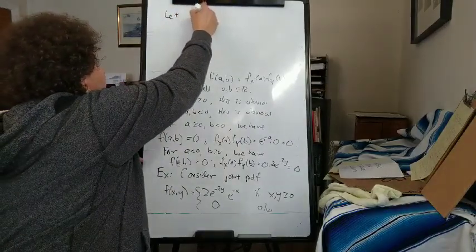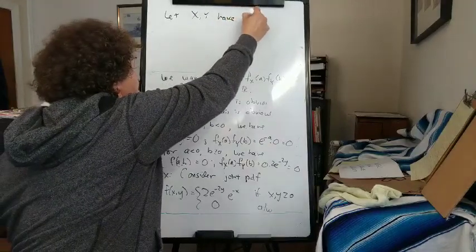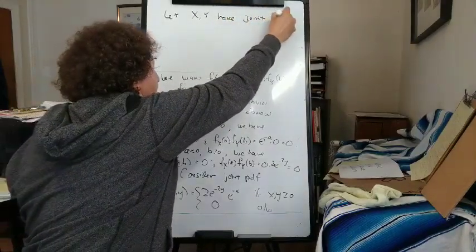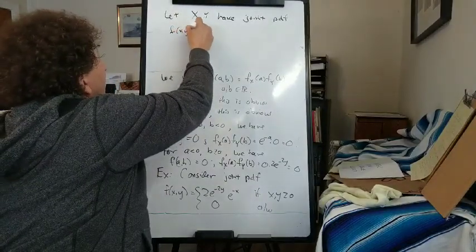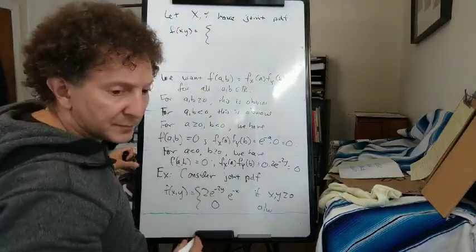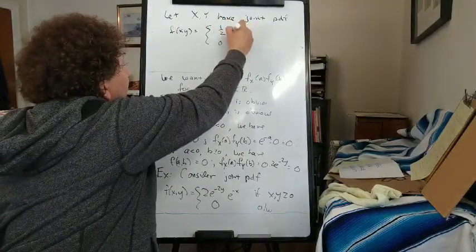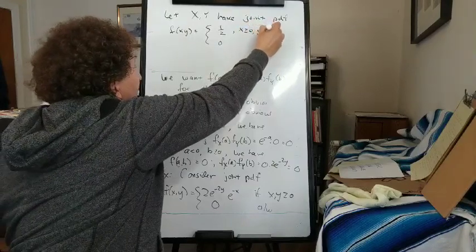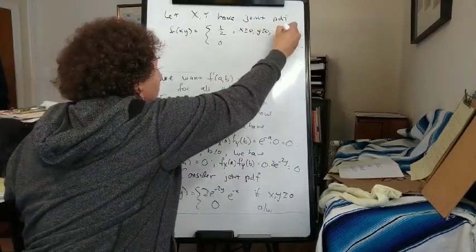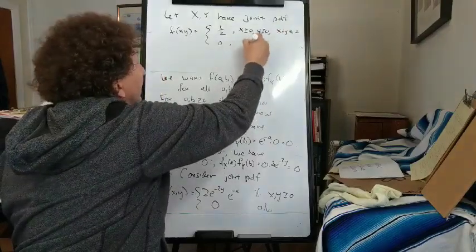So let's let x and y have joint probability density function f of xy equals 1/2 if x is greater than or equal to 0, y is greater than or equal to 0, and x plus y is less than or equal to 2, and 0 otherwise.